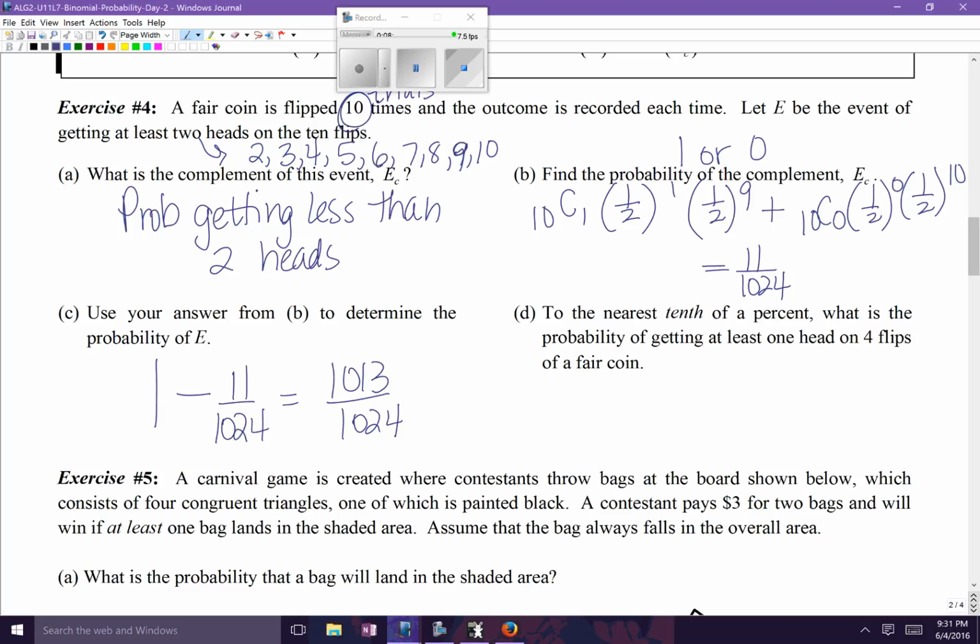So to the nearest 10th of a percent, what is the probability of getting at least 1 head on 4 flips of a fair coin? So let's see. At least 1 head on 4 flips of a fair coin. Well, that would happen 1 or 2 or 3. But instead of doing all of those calculations, I could do this one.